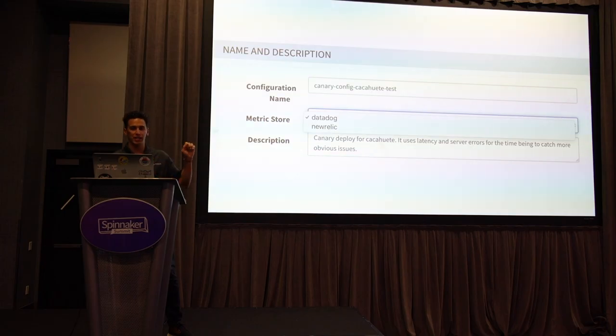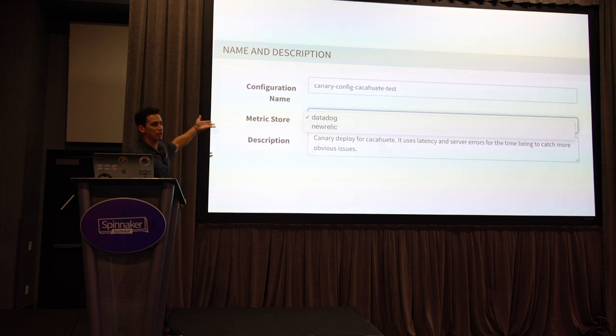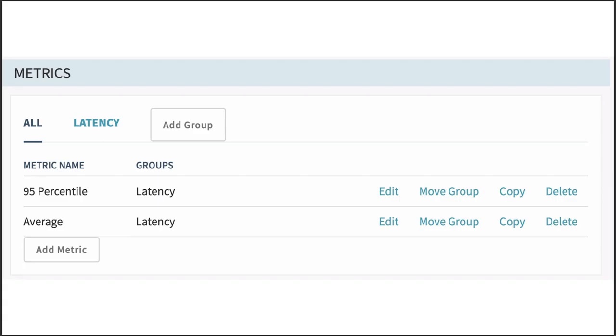I'm going to go through this and give a high-level view of what this would look like in the Spinnaker UI if you actually wanted to create your own Canary config. First thing is you configure a name and then a metric store. You can have multiple metric stores defined in Spinnaker to ingest stats. At the time when we built this, there was only Datadog, but they've added New Relic since, and that's something we're actively building towards integrating right now.